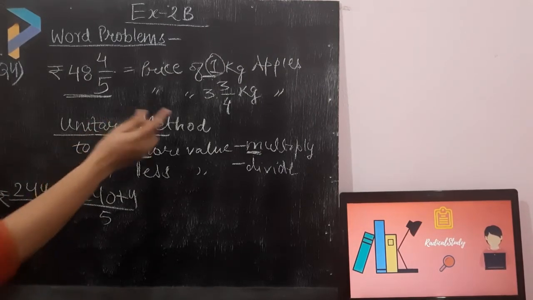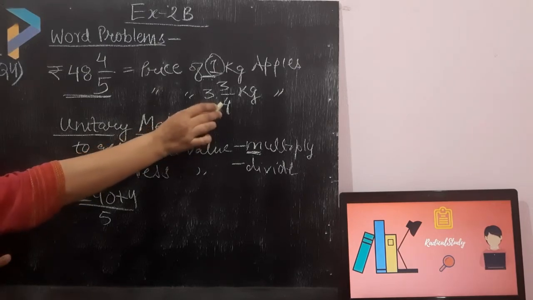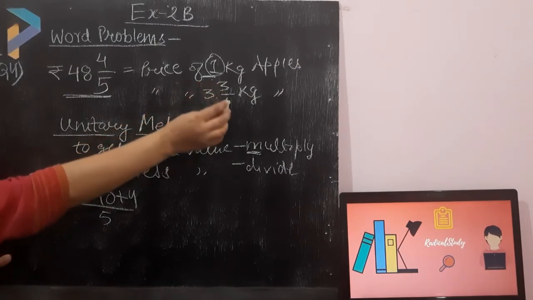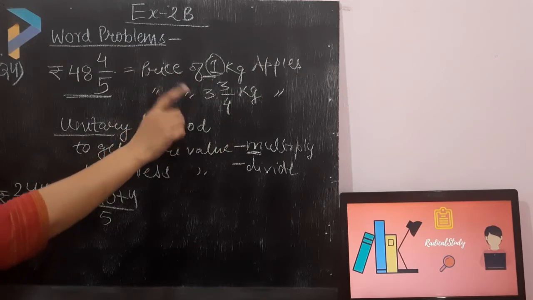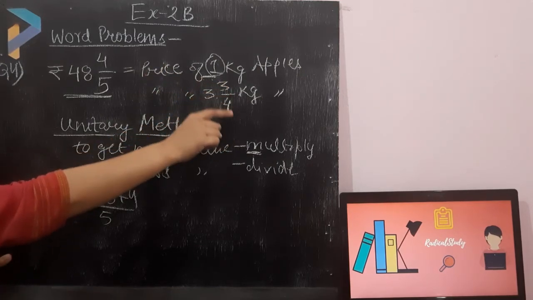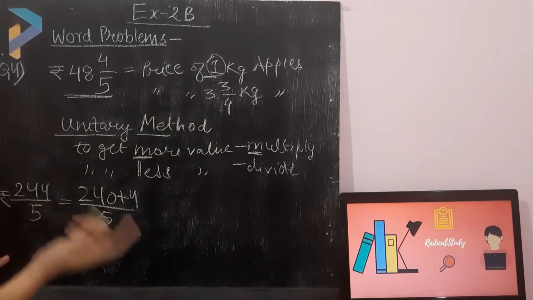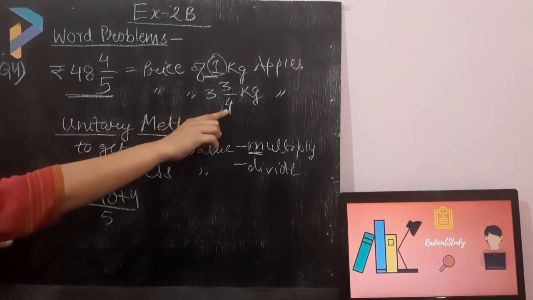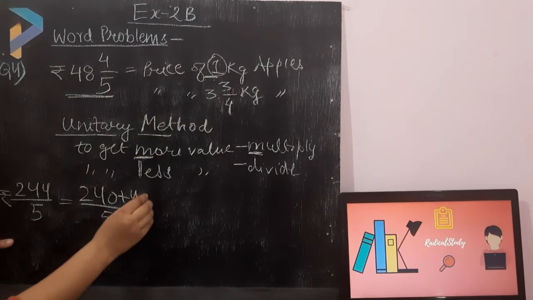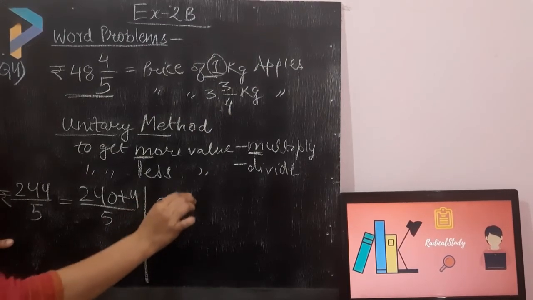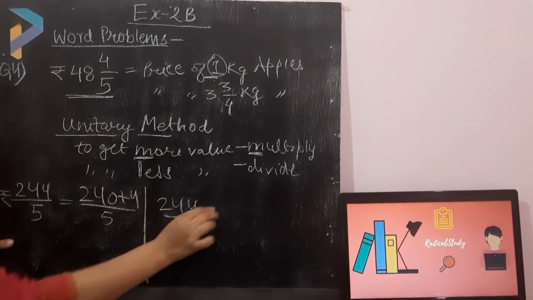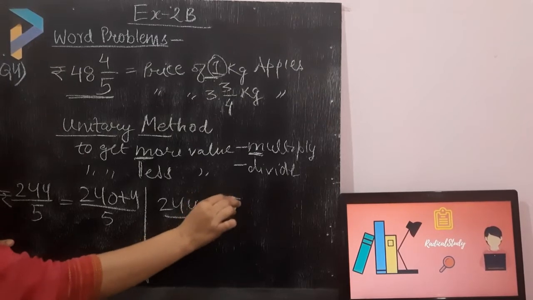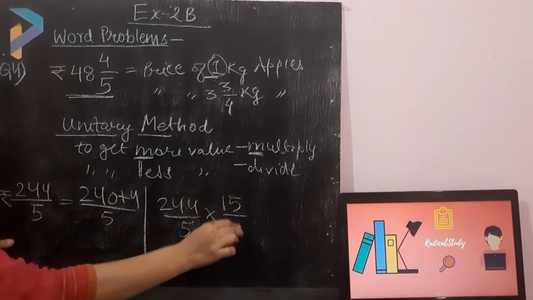Now you have to convert this also into an improper fraction. 4 3s are 12. 12 plus 3 will be 15. So you have to find for 15 upon 4 kg. So what do we have to do? We have to multiply. The price of 1 kg is given. You will multiply it by this. So the answer will be 244 upon 5 multiplied by 15 upon 4.